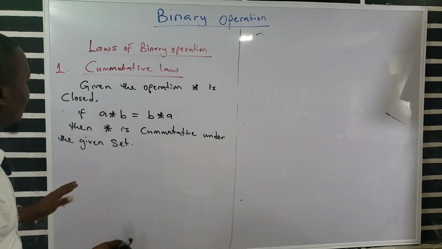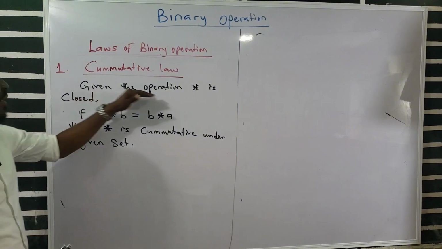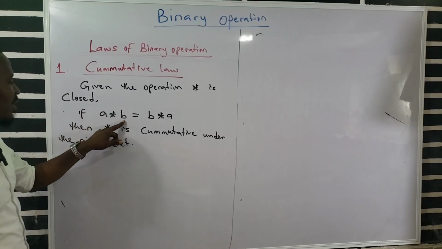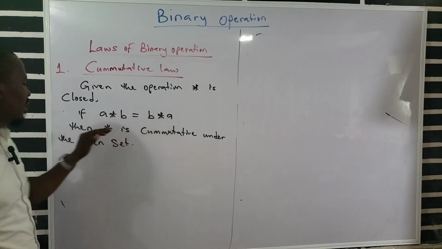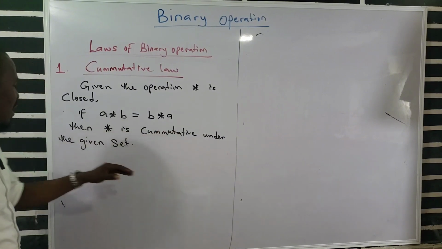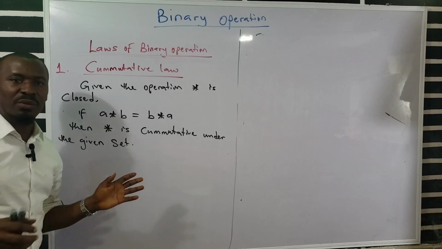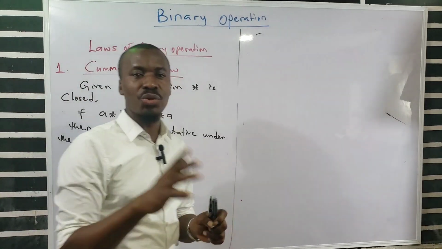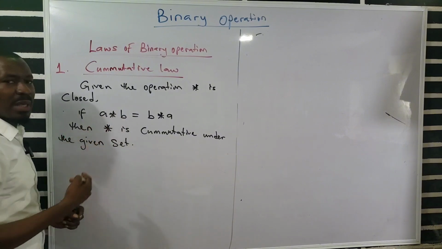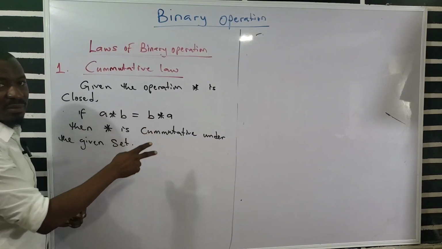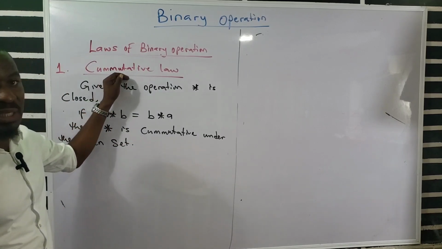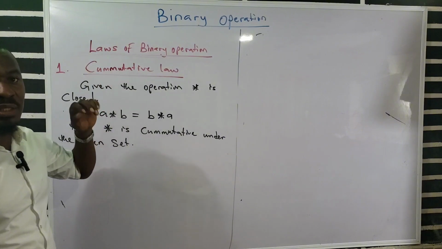Okay, so you can see the little introduction there. Given that the binary operation is closed, if A binary B equals B binary A, then the binary operation is commutative under the given set. So this one is very simple. All you need to do is interchange these elements, and ask, will it still give you the same thing? If it gives you the same thing, then we say that the operation is commutative.